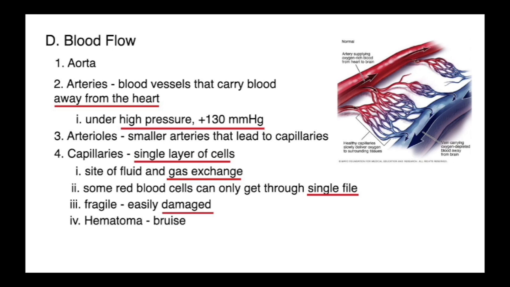And if you do get a bruise, what's happened is something has damaged the blood vessels, the tiny, thin little capillaries, and they've broken. Blood has spilled out of the capillaries into the tissues, and your body needs to come and clean up that blood. When that happens, you get a bruise. The fancy word for that is a hematoma.